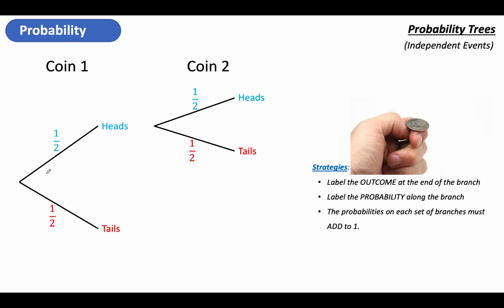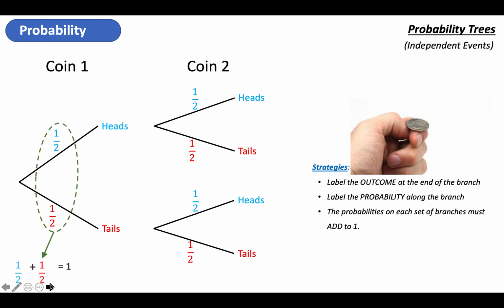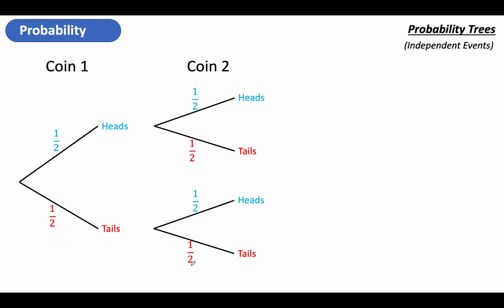But of course, I might not have got a heads the first time. I might have got a tails. And so I've got 2 options again, either heads or tails. Again, probabilities along the branches. And notice that this set of probabilities adds to 1. A half plus a half makes a whole. So that is your basic probability tree. Again, each set of branches adds up to 1. So there's my tree for it.